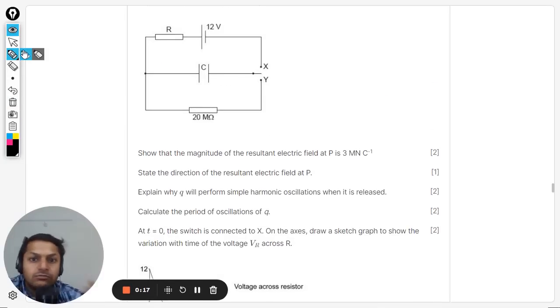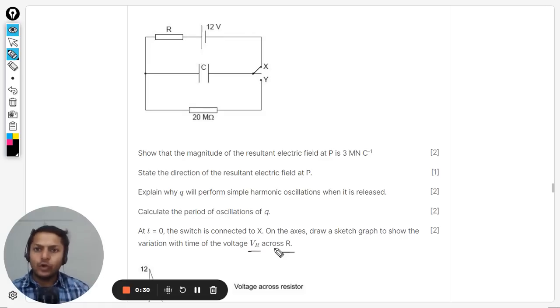Earlier I was thinking the switch is not even connected, so how is the current flowing? So these two switches are now connected. Obviously the battery, the current will start flowing like this. So at t is equal to 0, it is this, and we want to draw the graph of the voltage which is across the resistance R.